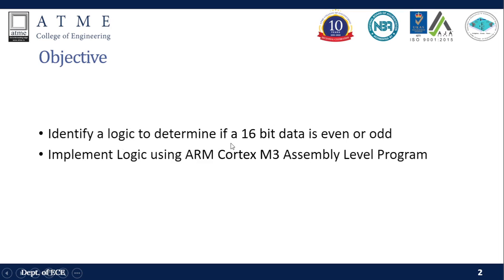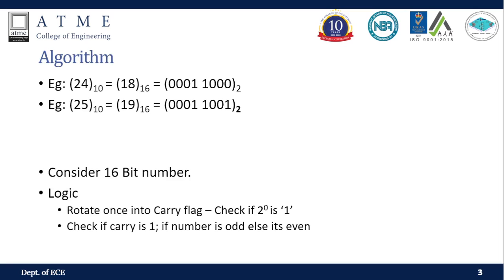We are going to see what the logic is for finding out whether a number is even or odd, and after that we are going to see how to implement that logic in an assembly level program for an ARM Cortex M3. So let's look at the logic itself first of all.